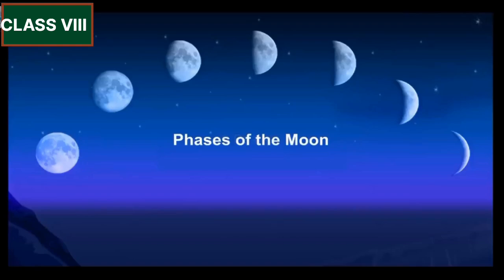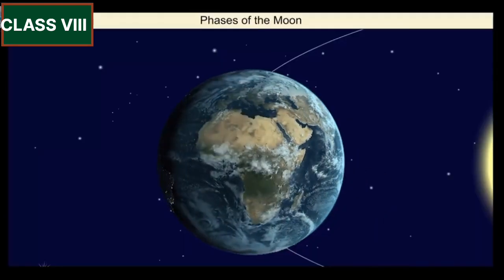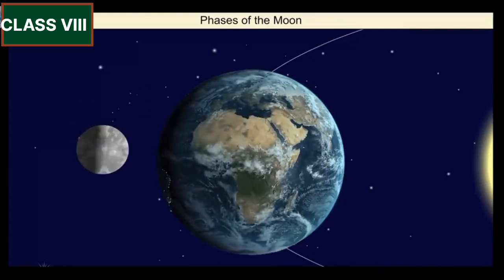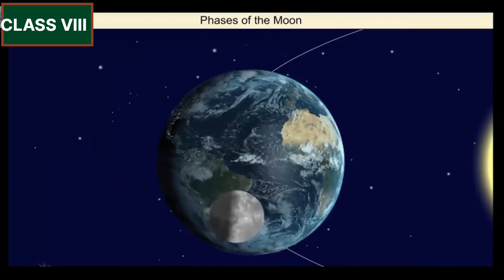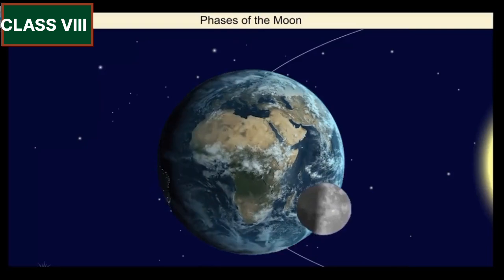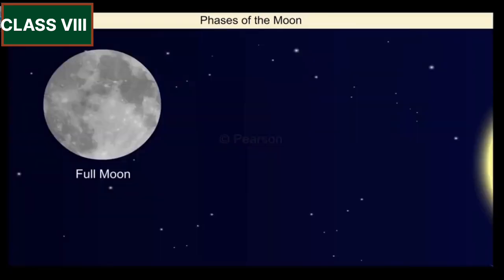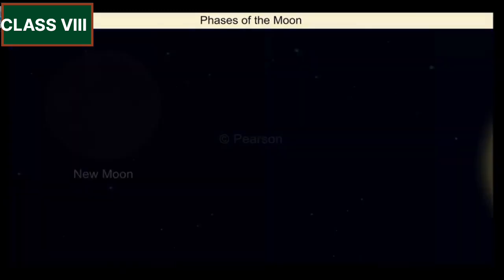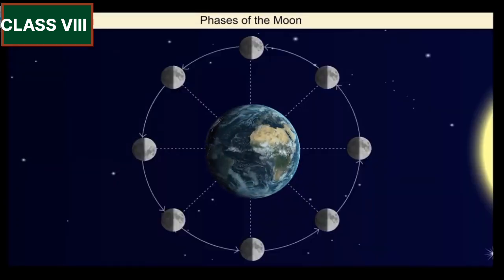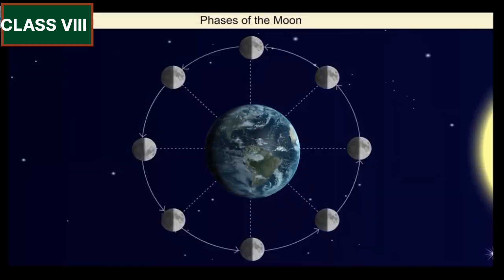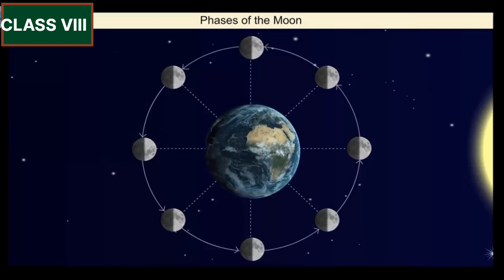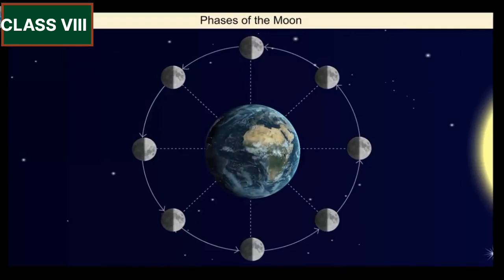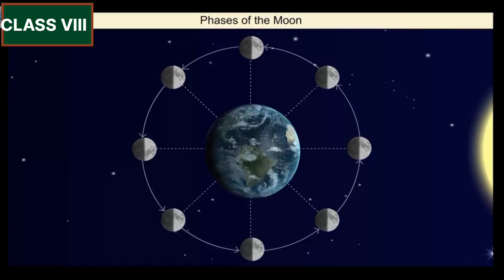Phases of the moon. As the moon circles the earth, the shape of the moon appears to change. This is because different amounts of the illuminated part of the moon are facing us. The shape varies from a full moon to a new moon. Like the earth, half of the moon is always lighted by the sun and the other half of the moon is completely dark. On earth, we see only that part of the moon which gets lit by the sunlight.